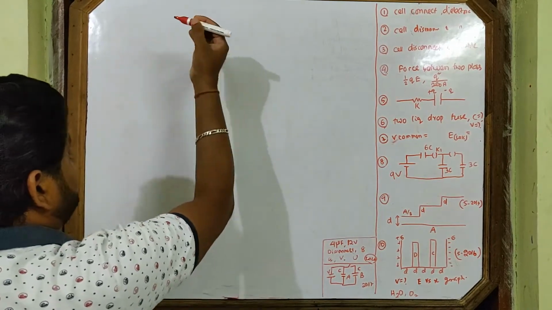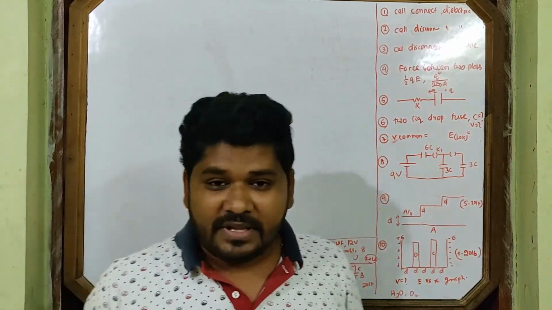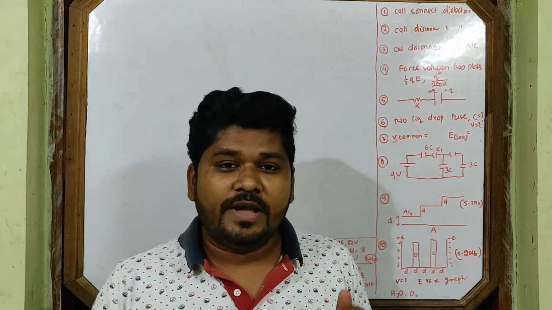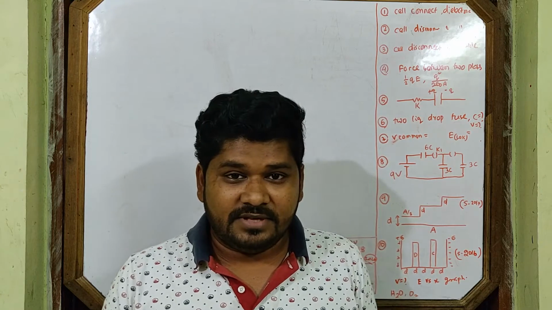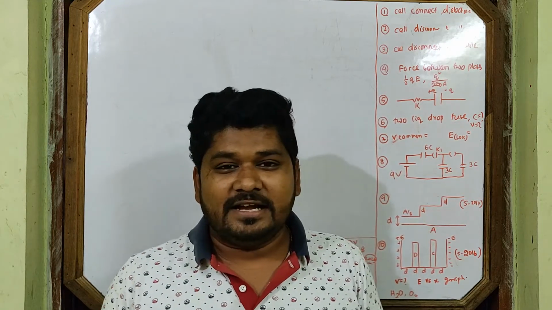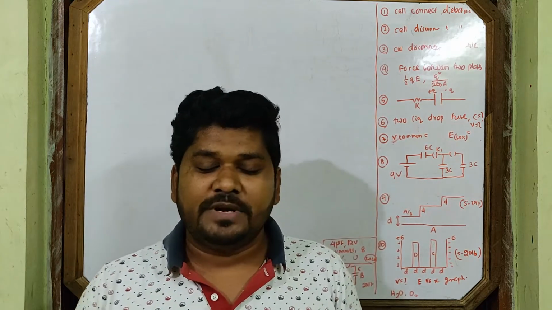First question will do. First question is like this. A capacitor is connected to a cell. Being the cell connected, suppose dielectric material of dielectric constant K is inserted between the two plates of the capacitor.